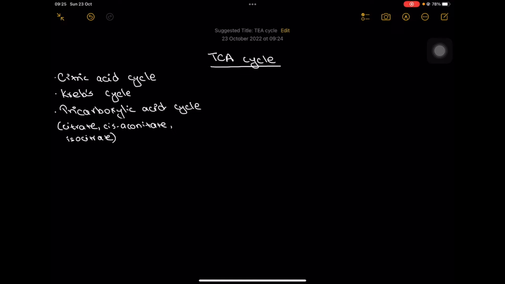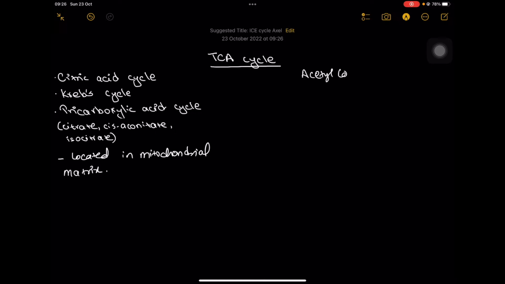The citric acid cycle is the most important metabolic pathway for the energy supply to the body because 65 to 70% of ATP is synthesized in the Krebs cycle. And all the enzymes that are needed for the TCA cycle are located in the mitochondrial matrix. So first of all, let's know an overview of this TCA cycle.